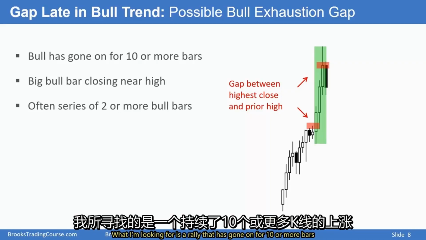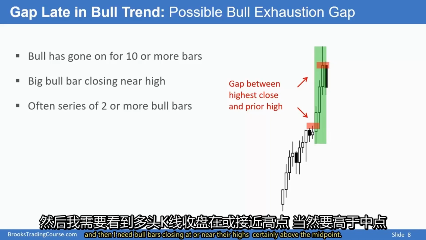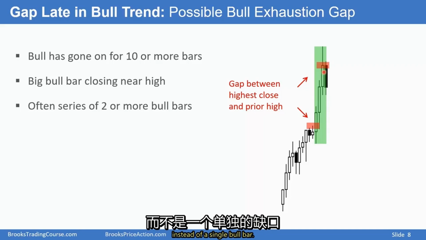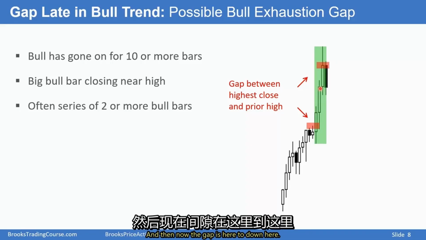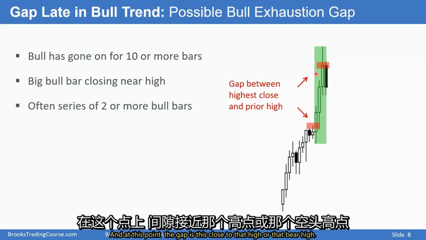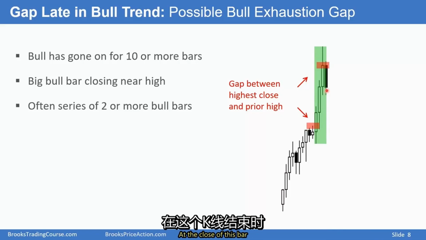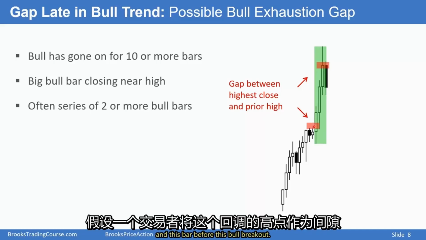What I'm looking for is a rally that has gone on for 10 or more bars, and then I need bull bars closing at or near their highs, certainly above the midpoint, and it's often a series of 2 or 3 bull bars instead of a single bull bar. There are many ways to draw gaps here. This close to this high or that high, and then now the gap is here to down here, and at this point the gap is this close to that high or that bear high. At the close of this bar, we have a gap between its low and this bar before this bull breakout.